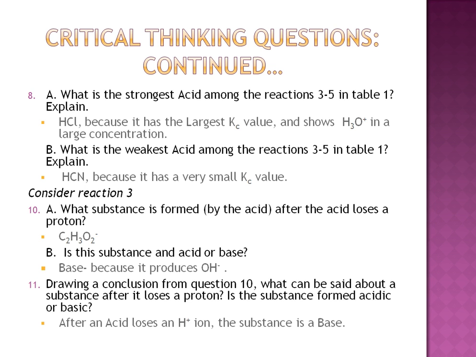Critical thinking questions continued. 8a. What is the strongest acid among reactions 3 through 5 in Table 1? Explain. HCl, because it has the largest Kc value and shows H3O+ in a larger concentration. 8b. What is the weakest acid among the reactions 3 through 5 in Table 1? Explain. HCN, because it has a very small Kc value.